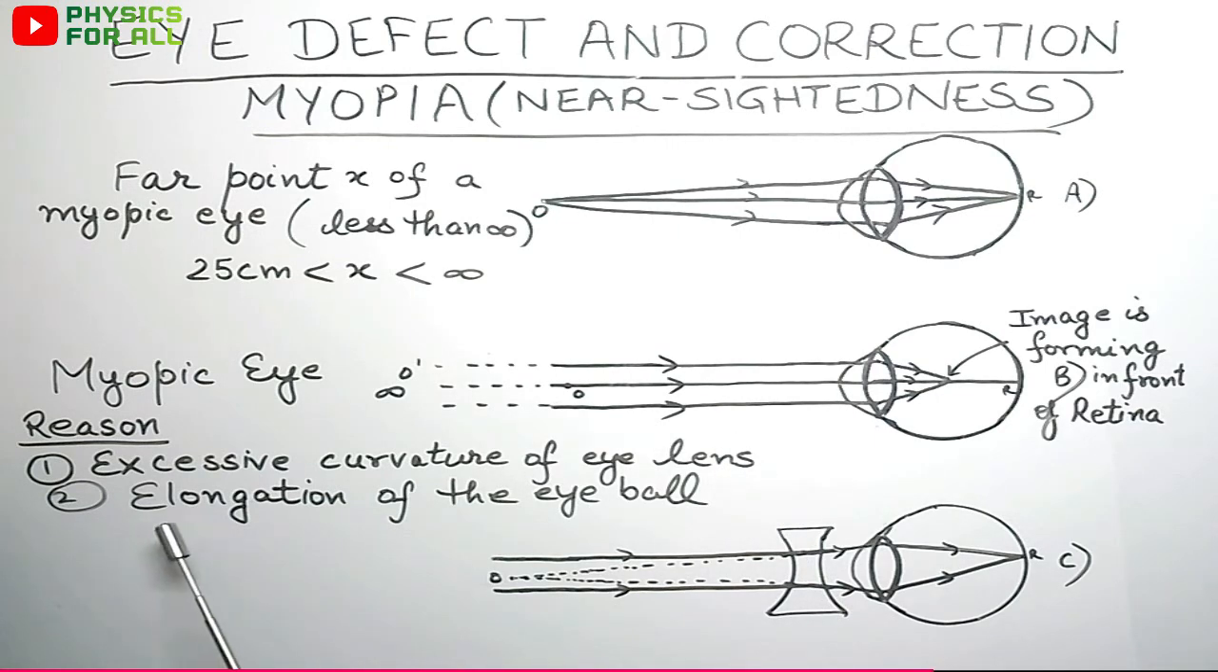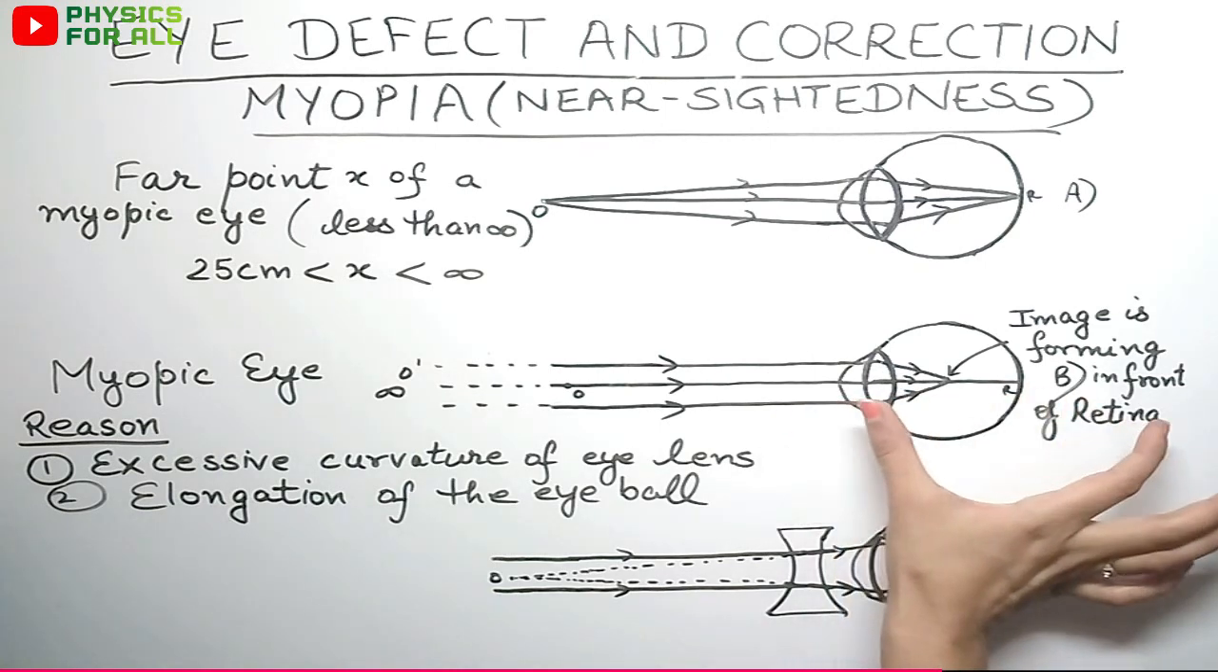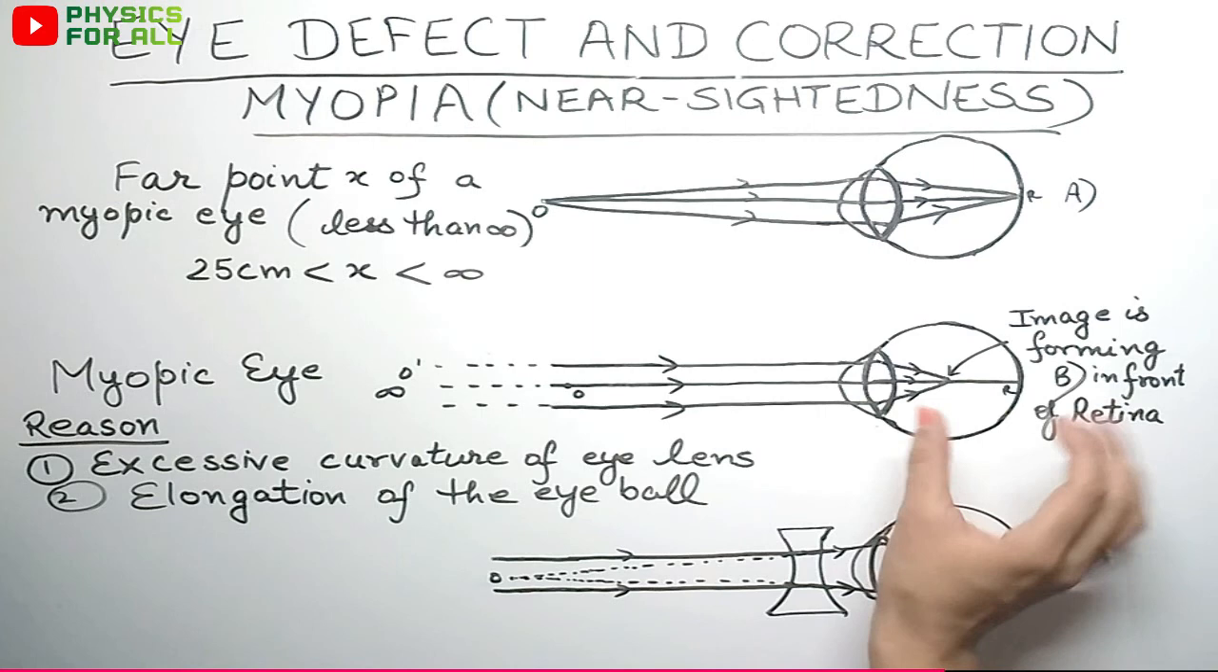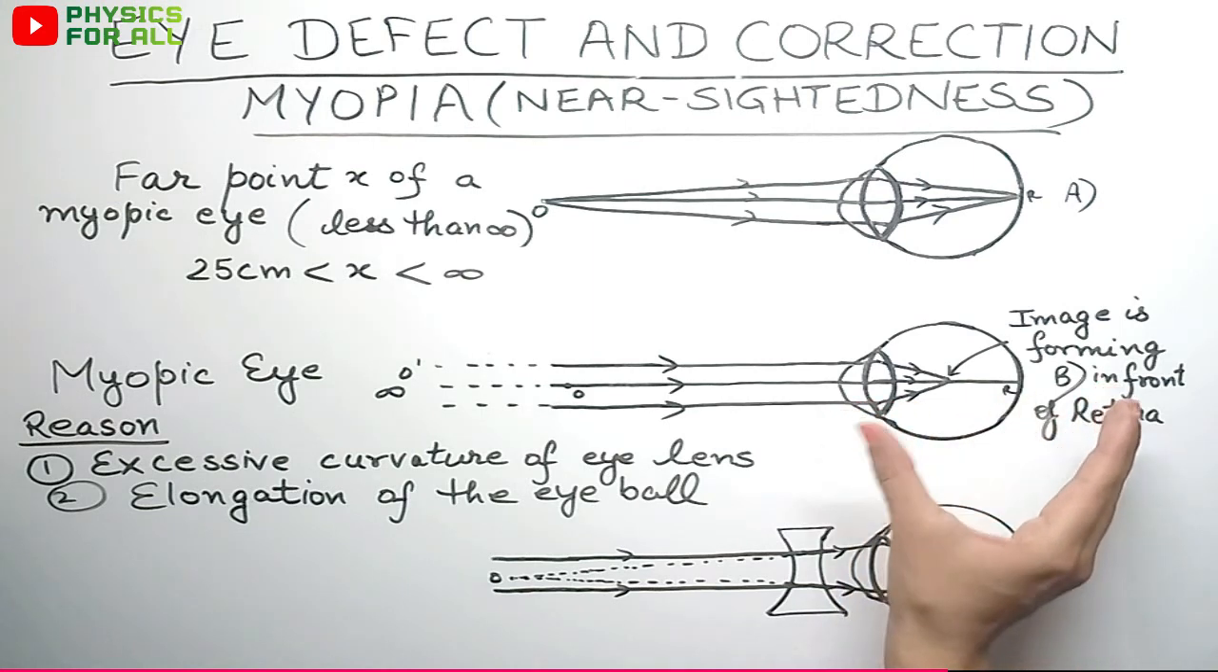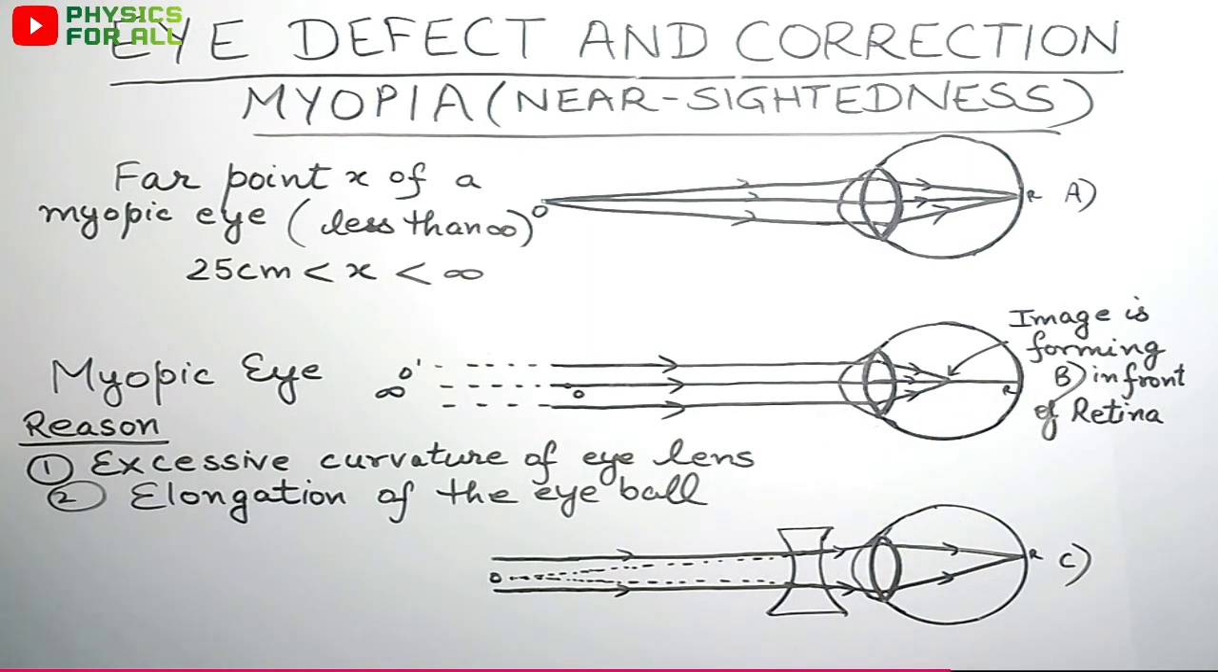The other possible reason can be elongation of the eyeball. So if our lens is working properly but our eyeball increases in length, if it elongates, then also light rays would have to travel much larger distances. So the lens would be converging them in its normal behavior, but our retina would shift due to elongation of the eyeball.